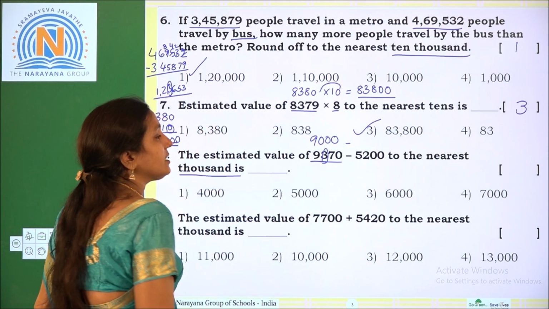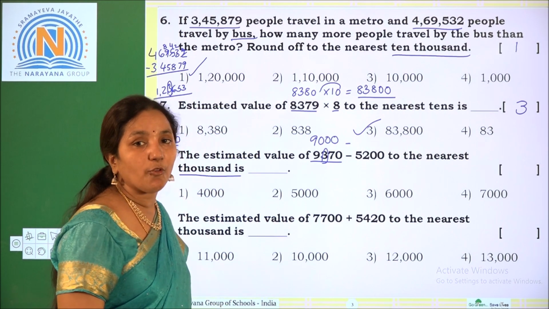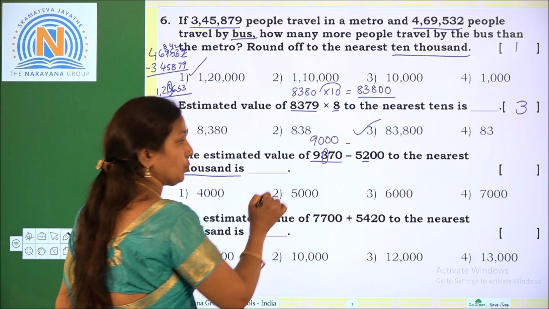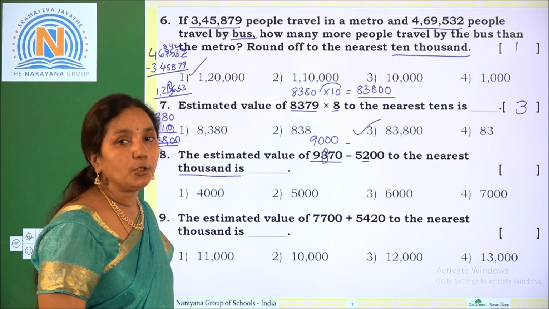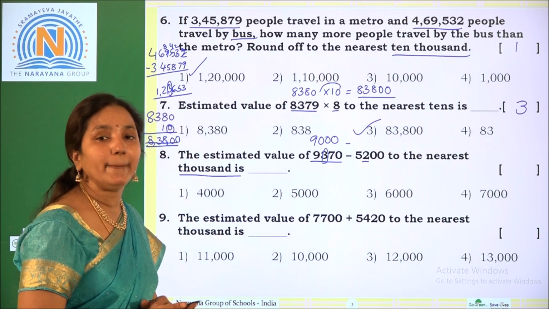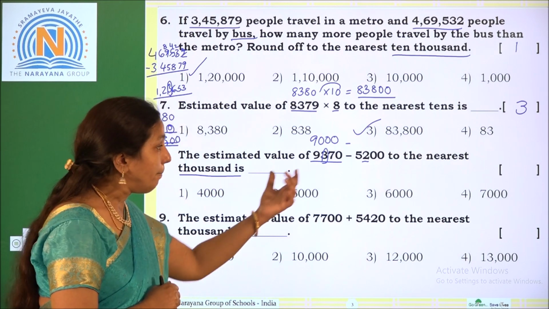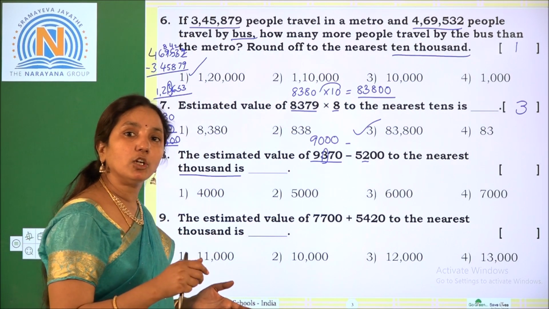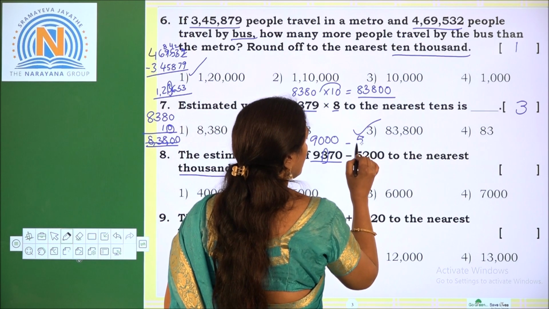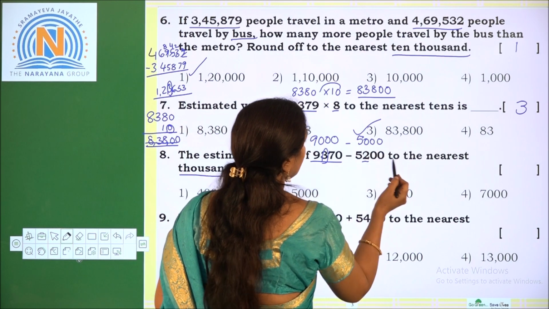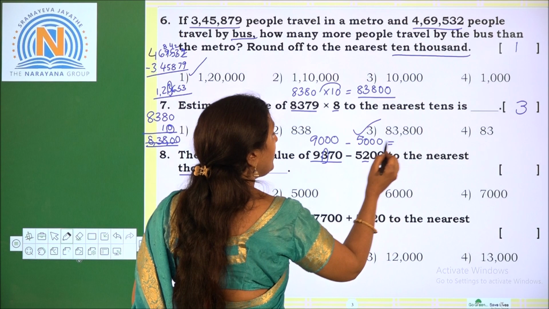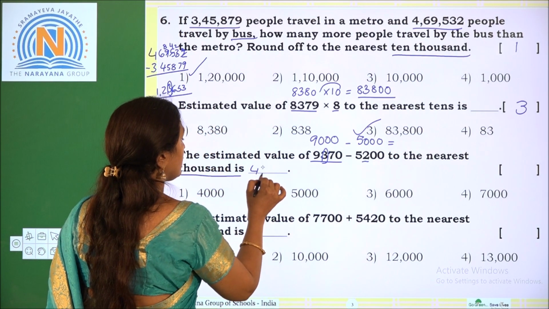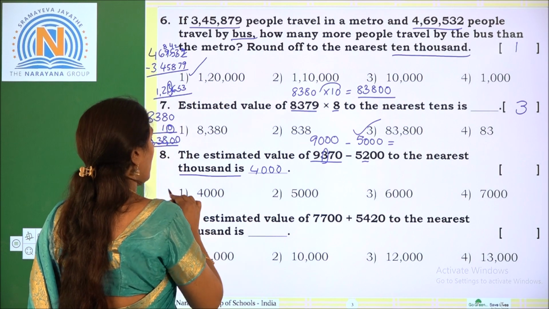Now coming to 5,200. Again we look at the hundreds place. The hundreds place number is 2. 2 is below 5. Below 5 means we take below thousands. The number is in between 5,000 and 6,000. Below thousands means 5,000. So nearest to 1,000 is 5,000. So what did you get? 9,000 minus 5,000 is 4,000. So which is the correct option? Option 1.